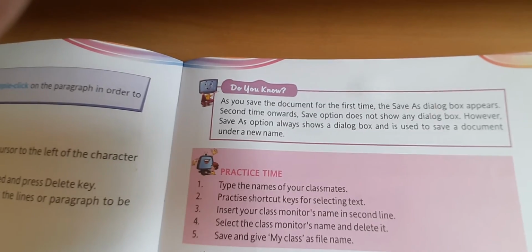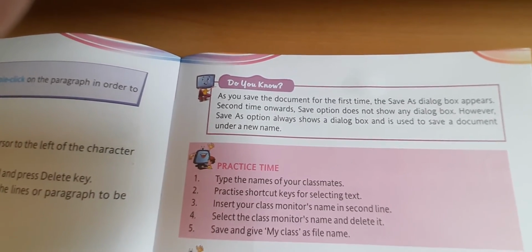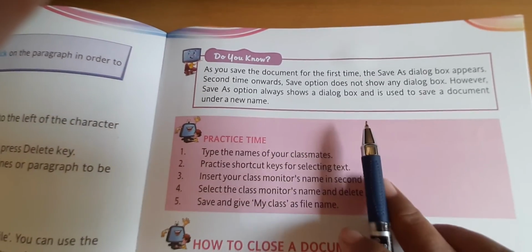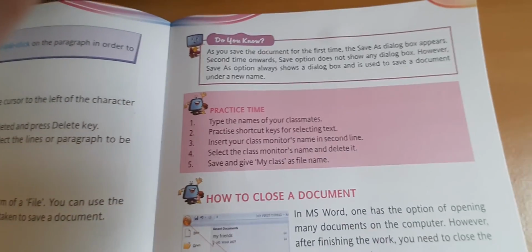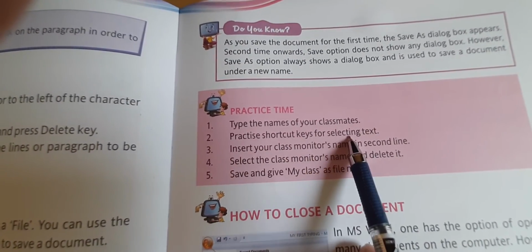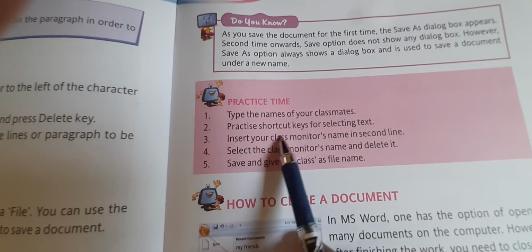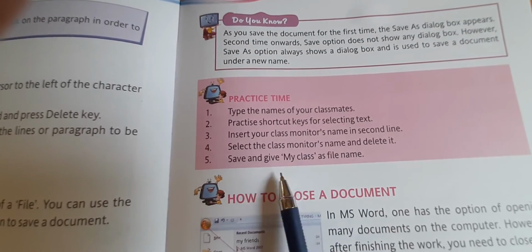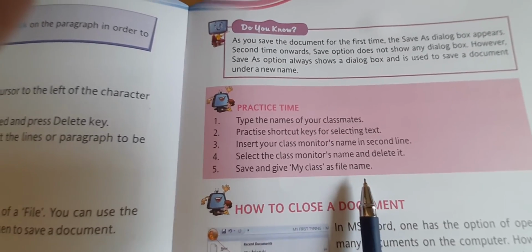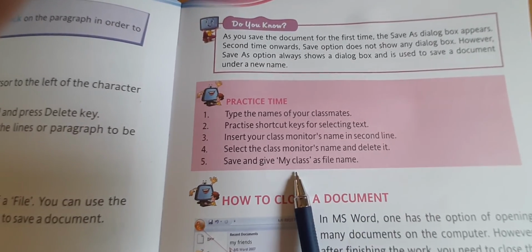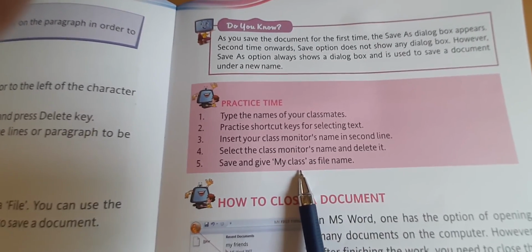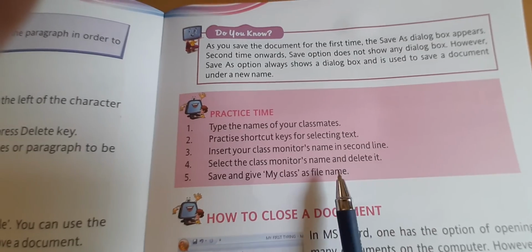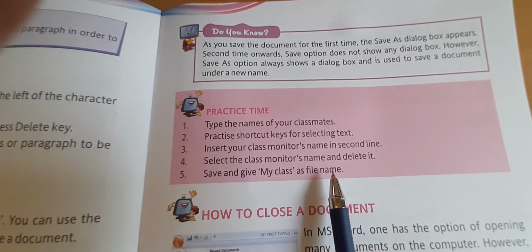And later on, even if you are adding anything 10 times and you want to save, you will use the save option. Now practice time. All these things you can practice at your home. You will do all these things and you can lastly save the file with this title, that is my class. If you have a system at your home, you can practice it under the guidance of your parents.